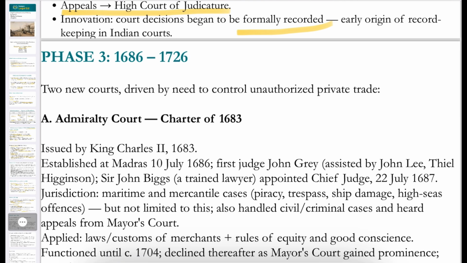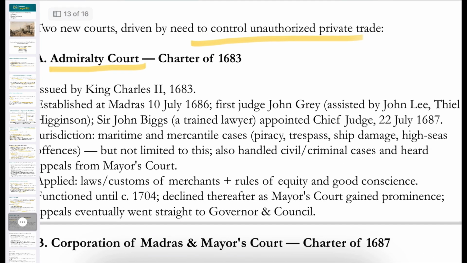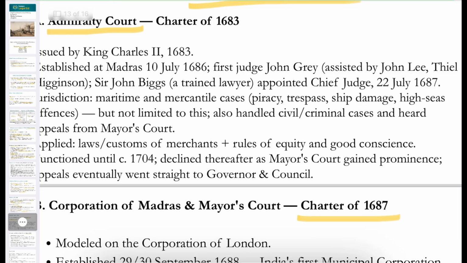By this stage, company trade was expanding fast, and so was unauthorized private trade by English merchants operating outside company control. This caused the company financial losses, and the company needed real judicial authority to control this unauthorized private trade. So what happened? Two charters were issued: the Charter of 1683 forming the Admiralty Court and the Charter of 1687 forming the Corporation of Madras and Mayor's Court.